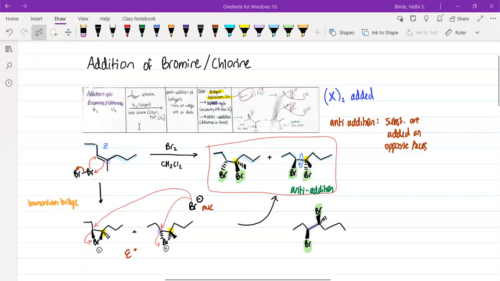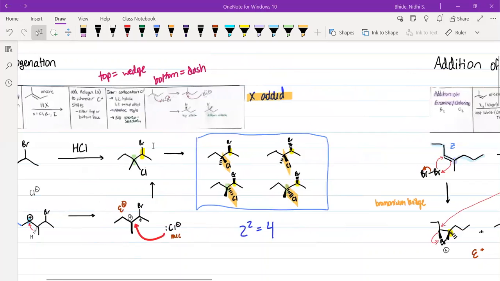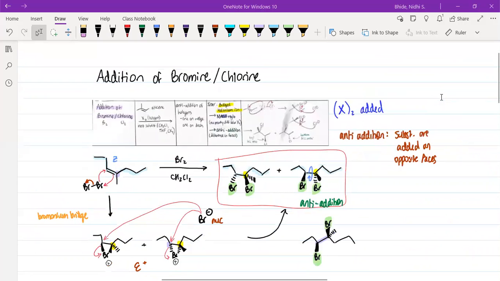Now that we're adding 2 molecules of something, in all the other examples we've done, we've just been adding 1 molecule, but now that we're adding 2, we're going to have to take into account the stereoselectivity. That's referring to whether we're adding these molecules on the same face or on opposite faces. And as you can see, looking ahead, we're adding them on opposite faces, which is why we call it an anti-addition.